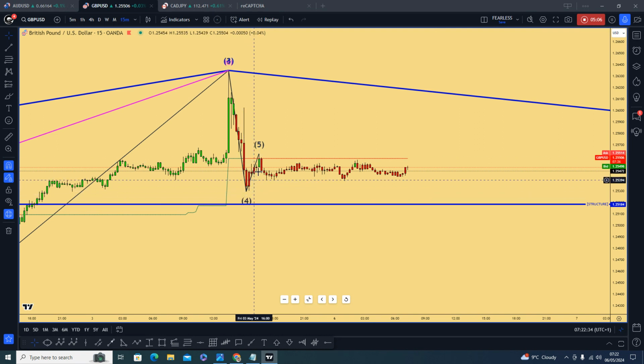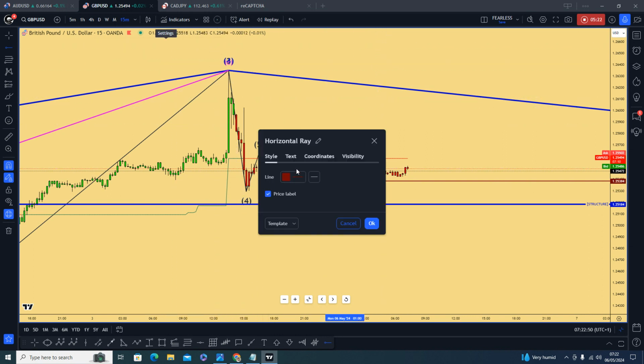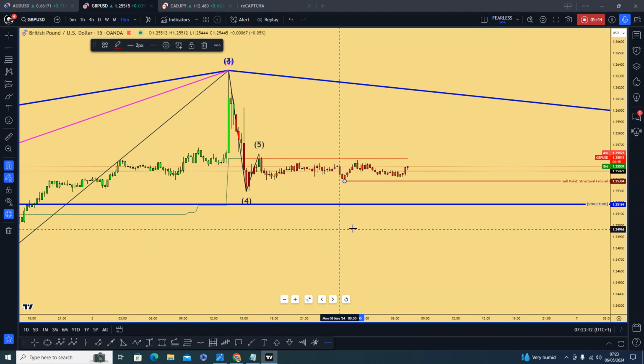We have this 4 that has failed to print a higher high 5. Very important. We've seen another lower high here. If the price should come and trade below this one, okay, that is your sell point there. This will mean a structural failure has occurred. Basically, what that means is a trend change has occurred.